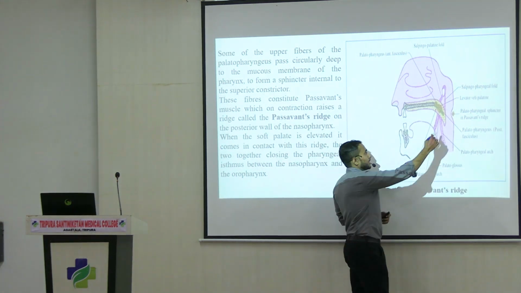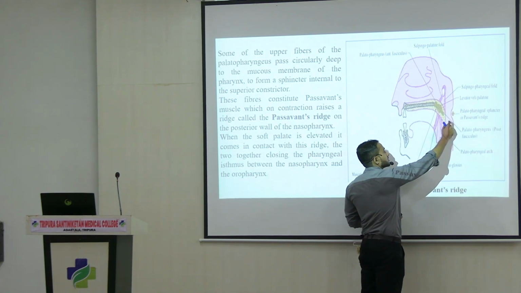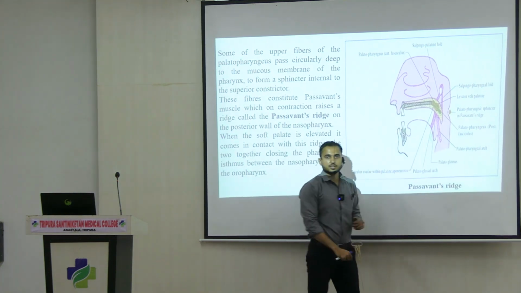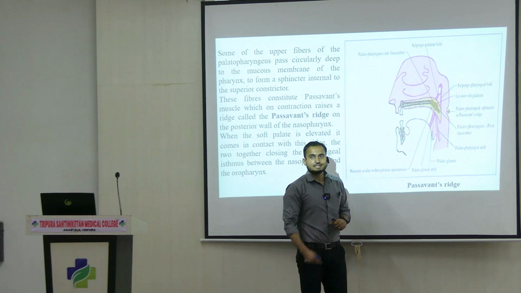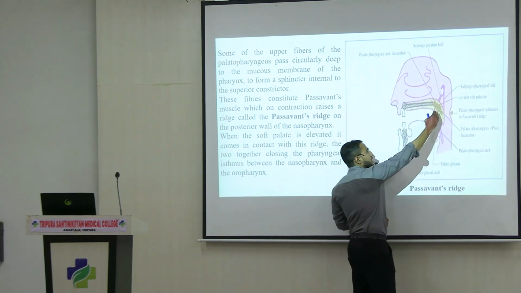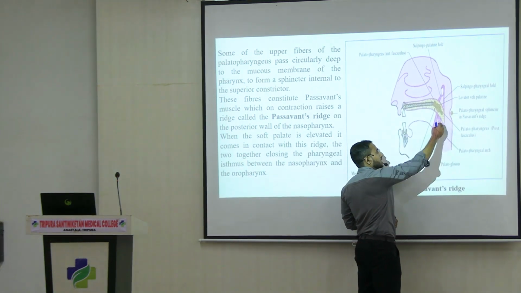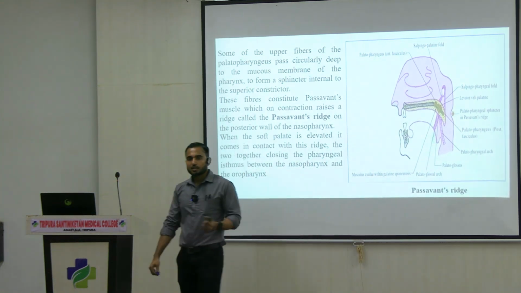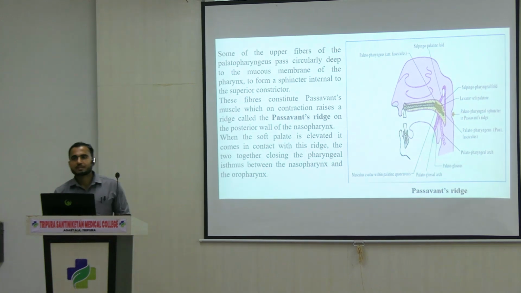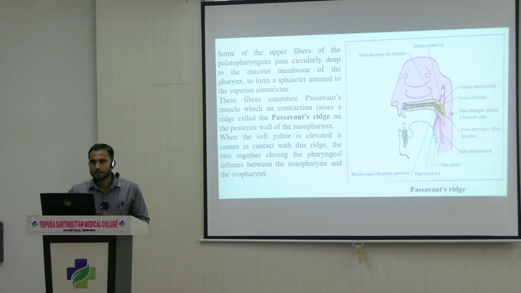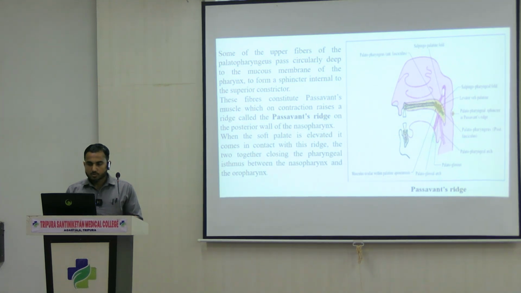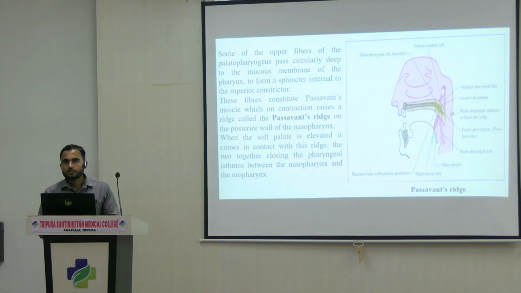Now here you can see this is the Passavant's ridge, which is formed by the fibers of palatopharyngeus. When the soft palate elevates, they come close together and block the pharyngeal isthmus. As a result, whatever we are swallowing will go downward. It can't go back into the nasal cavity. So that is the important function of this Passavant's ridge. That is all about the structure of the soft palate.